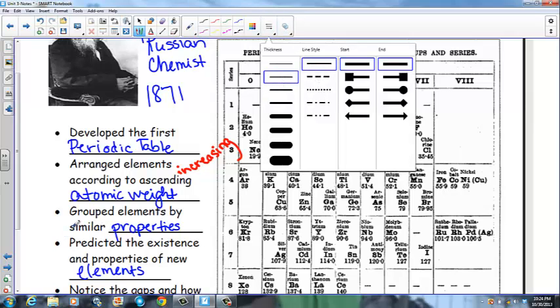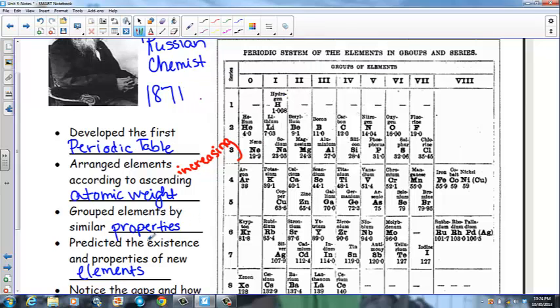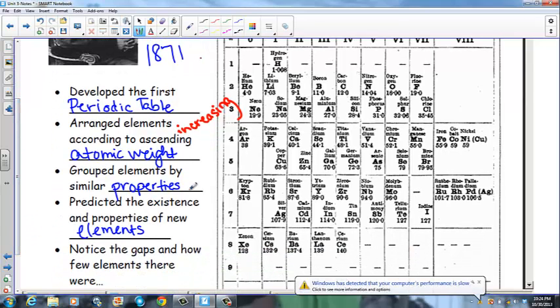He grouped elements by similar properties, whether it was the way they looked or the size or the shape, something like that. So similar properties, the way they reacted generally, chemical or physical properties. He predicted the existence and properties of new elements, and he left empty spaces for those.